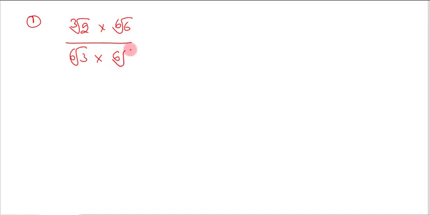Now let us see one important problem which is helpful to us: how to find the product of surds which are of different orders. So, cubic root of 2 into 6th root of 6, divided by 6th root of 3 into 6th root of 8. If you observe the numerator, the surds in the numerator are of different orders.